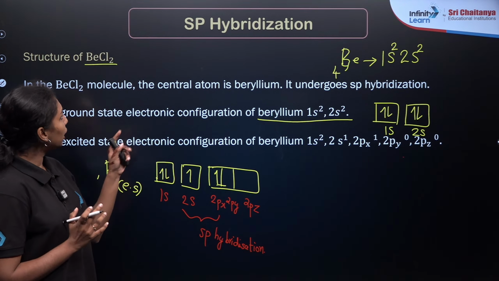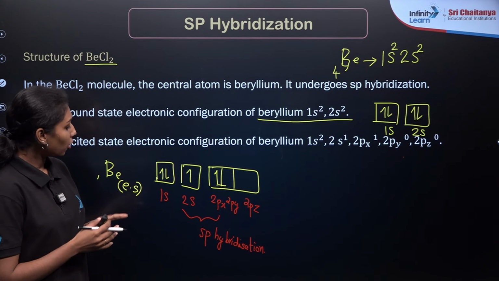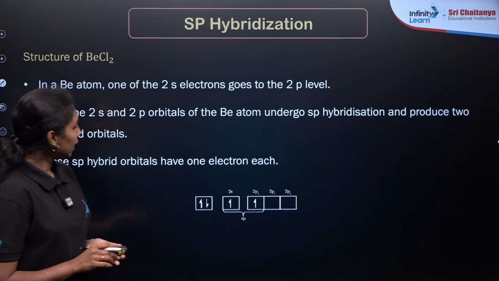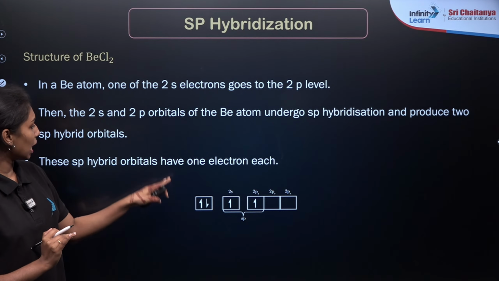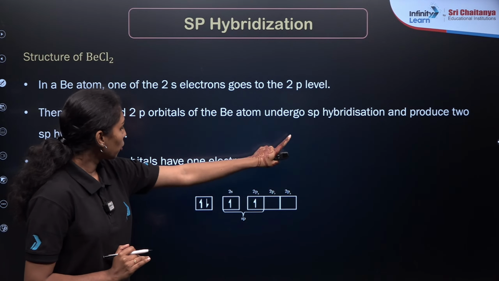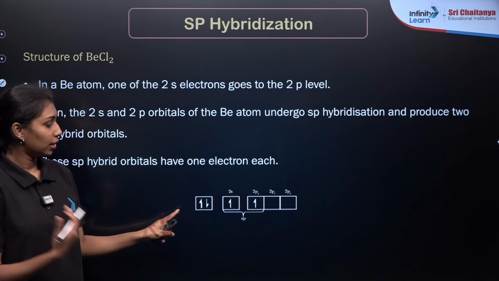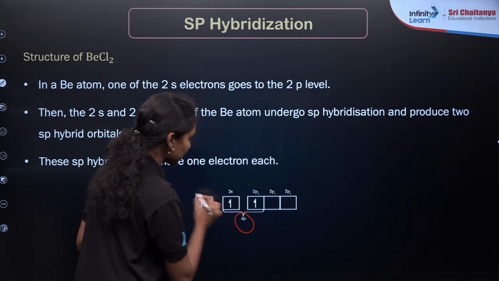Now, in order to complete the molecule, there are 2 chlorine atoms present, so we need to focus on the chlorine atoms also. Now let us see here. In the beryllium atom, one of the 2s electrons goes to the 2p orbital. So this will be the corresponding box diagram for the sp hybridized orbital. This is an sp hybridized orbital.